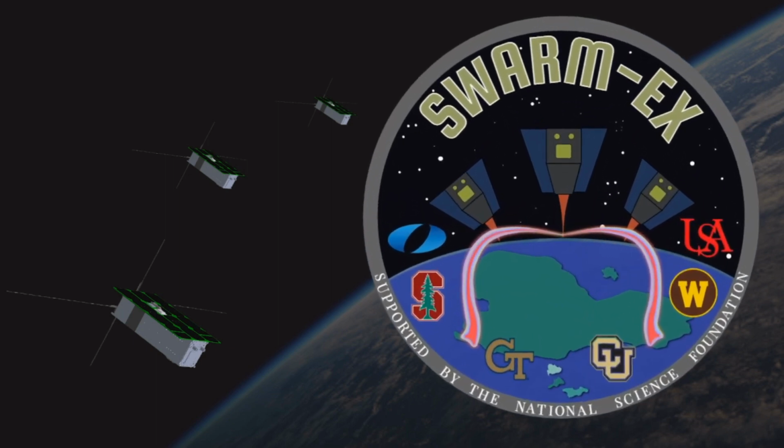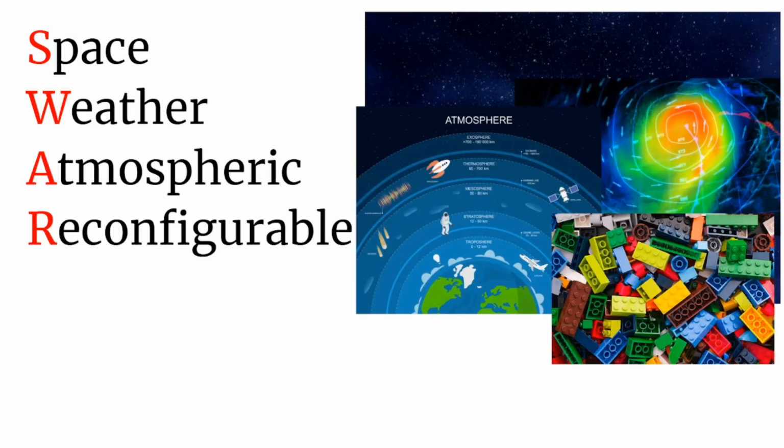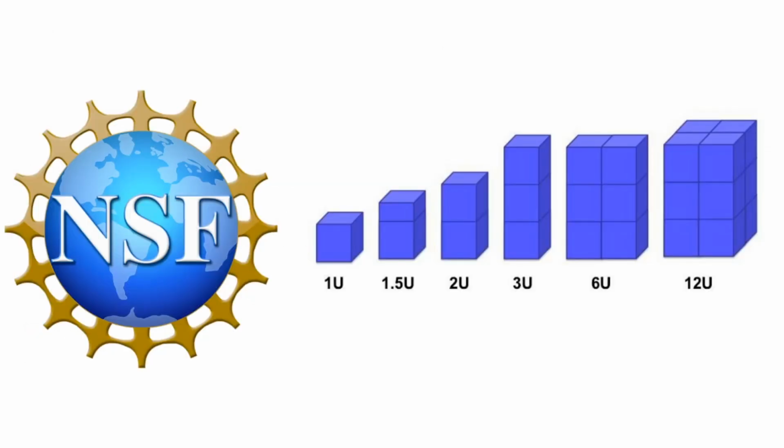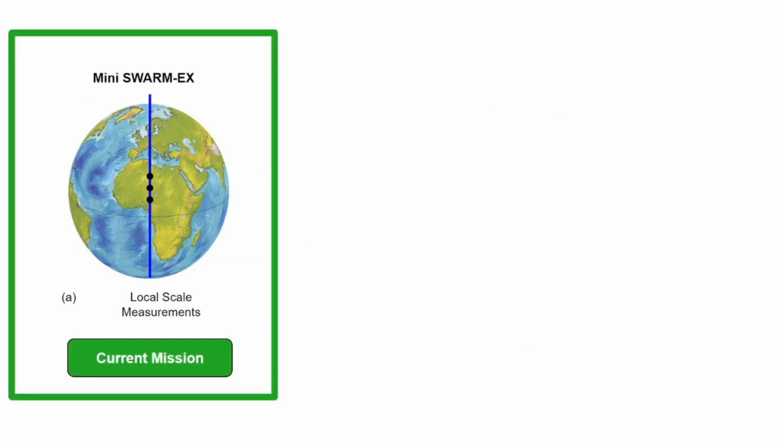My name is Emmanuel Costantino, and I am the Program Manager for the SWARM-EX team. This video serves as an introduction to the SWARM-EX mission. The Space Weather Atmospheric Reconfigurable Multiscale Experiment, or SWARM-EX for short, is an NSF-sponsored mission to develop and launch 3 3U CubeSats to advance formation flying and swarm technology while addressing outstanding questions in aeronomy.